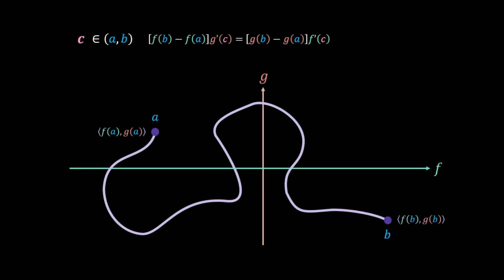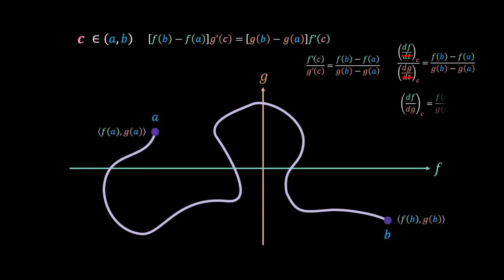Now, if we take our equality and rewrite it as such, we have this. Rewriting the derivative in the df/dt notation, we get this. I have a subscript c to denote that it is at c. Let's cancel the dt's out, and this simplifies to the following. df/dg at c equals f of b minus f of a over g of b minus g of a.